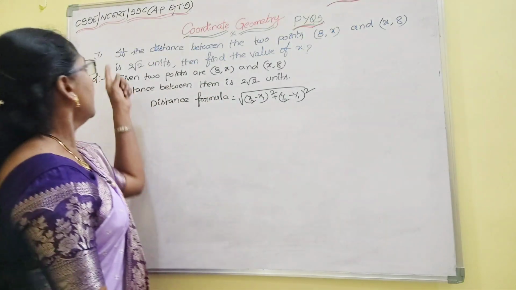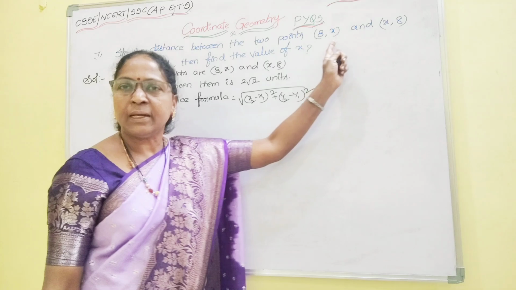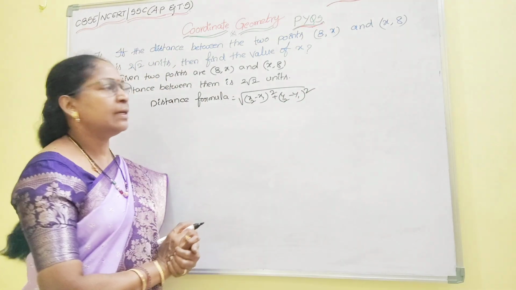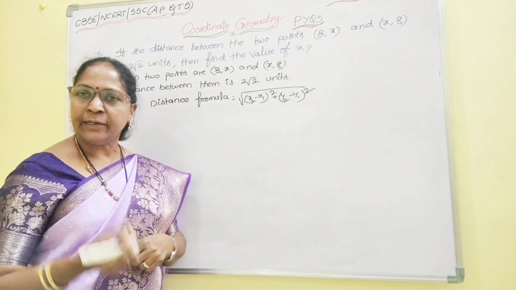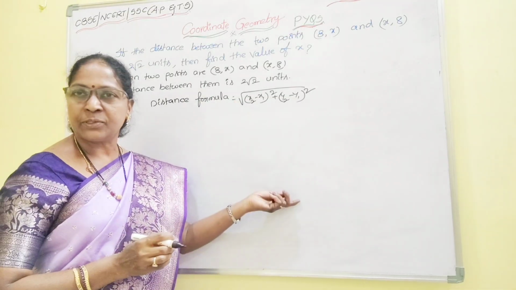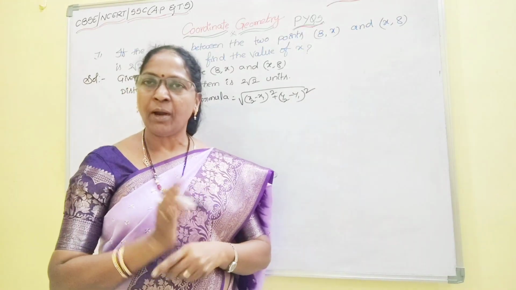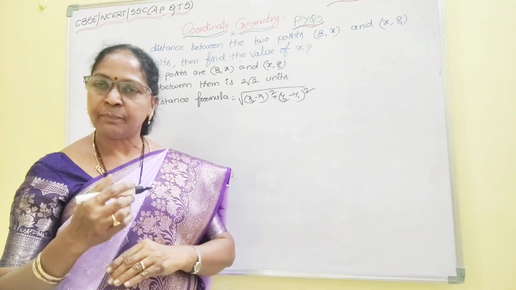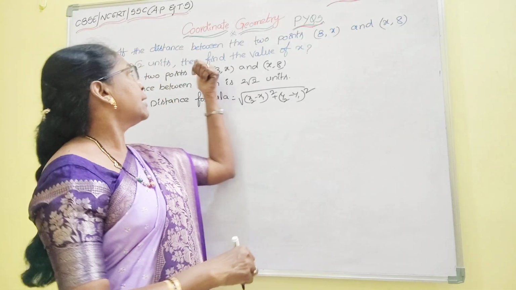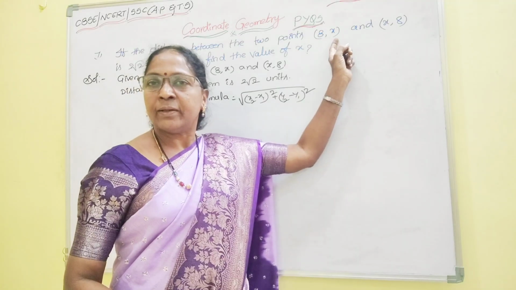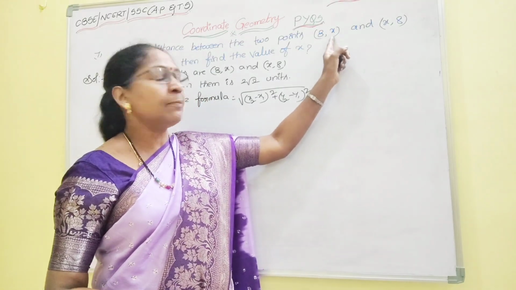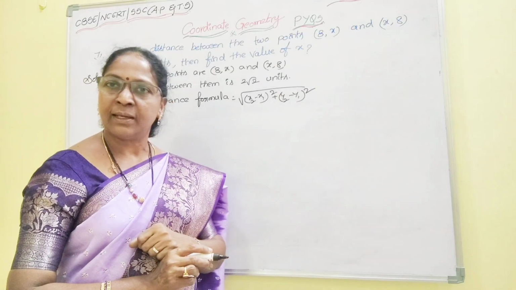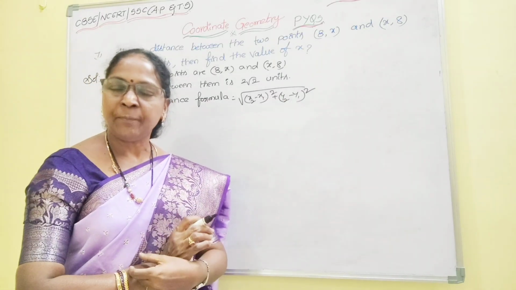Next question: If the distance between the 2 points (8, x) and (x, 8) is 2 root 2 units, then find the value of x. This question is related to the distance formula and this is an indirect question. Actually, 2 points they will give you and we have to find the distance between them. But here the distance between those 2 points is already given, that is 2 root 2. In the points, one value is a variable, here x, and that x value we have to find out. This is the indirect question. Maximum they can ask those types of questions.